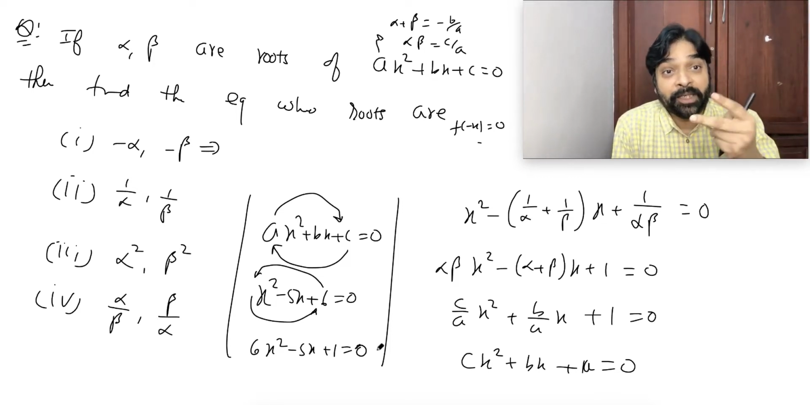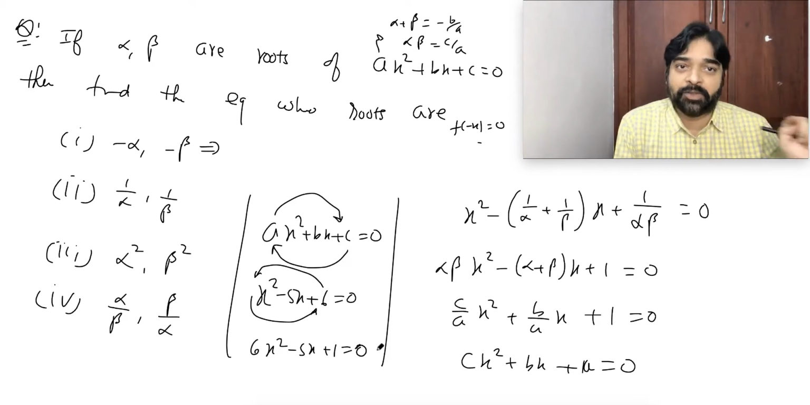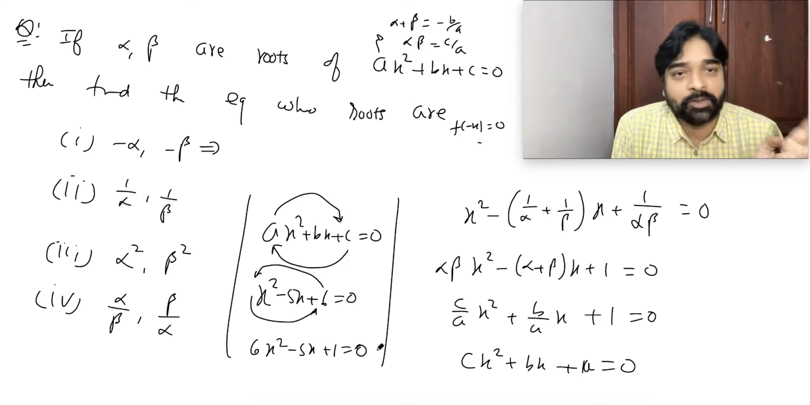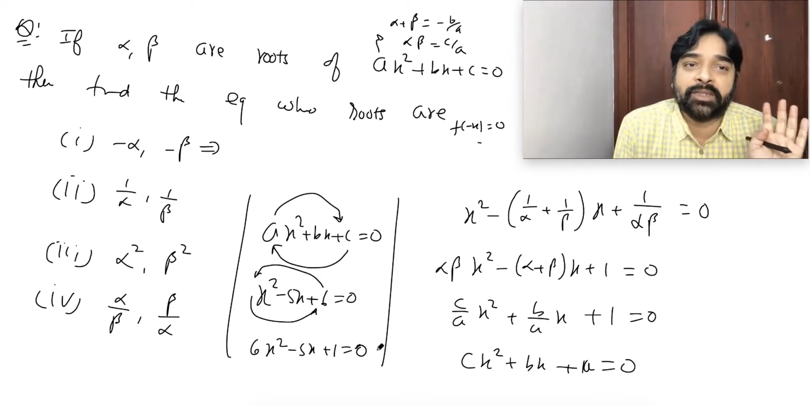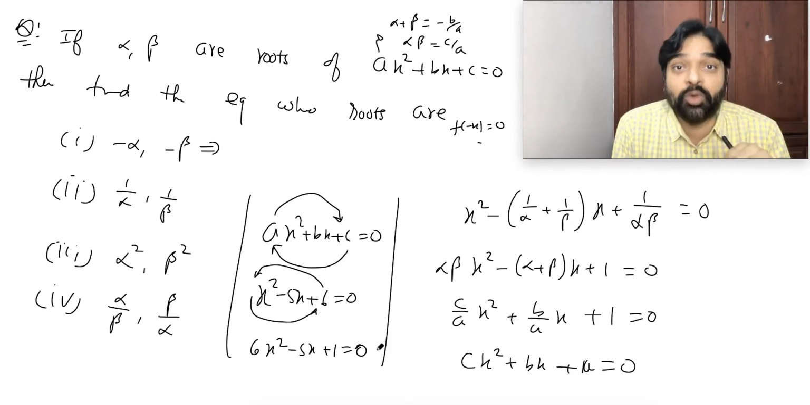I don't have to take two equations a1 x square plus b1 x plus c1 equal to 0 and a2 x square plus b2 x plus c2. You can simply say the first equation is ax square plus bx plus c, so the second equation will be c x square plus bx plus a equal to 0. So your number of unknowns will be less. Solving will be easy.